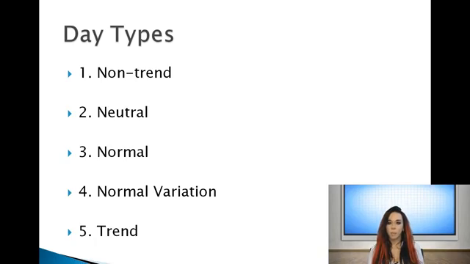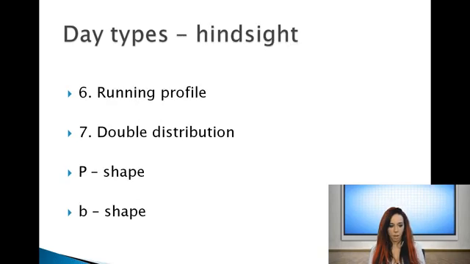There are 9 possible day types. This is the first 5. So we have non-trend, we have neutral, we have normal day, we have normal variation day, and we have a trend day. Okay, now these 5 we can guess during the developing day with quite a lot of accuracy. The next 4 are only obvious in hindsight. So we have the running profile, we have double distribution day, we have a P-shaped profile and then a B-shaped profile.